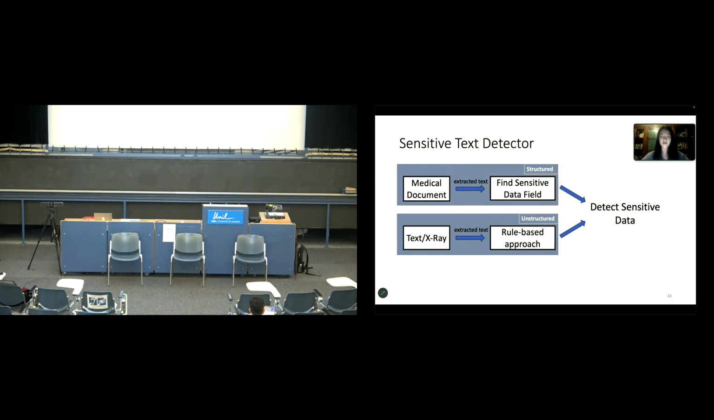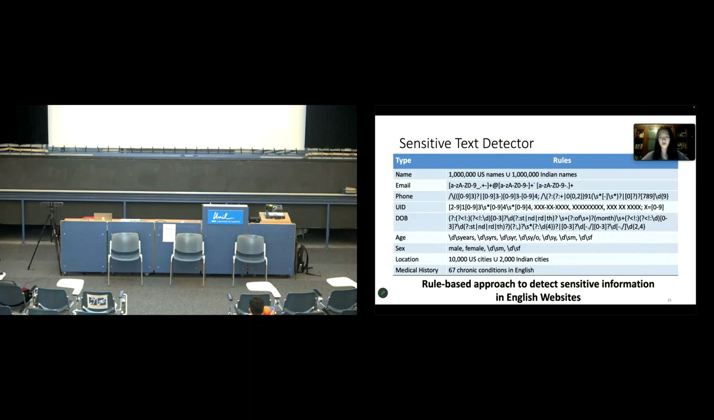In contrast, X-ray images and post descriptions usually contain unstructured text. We use our rule-based approach to detect sensitive information in those contents. We build our own heuristics to capture those leakages in unstructured text. Here I have shown the table for identifying each of those sensitive information types in English websites.